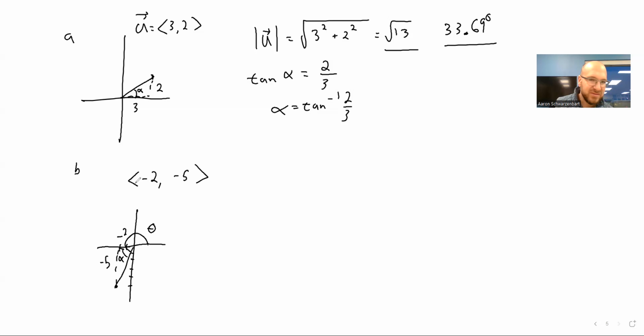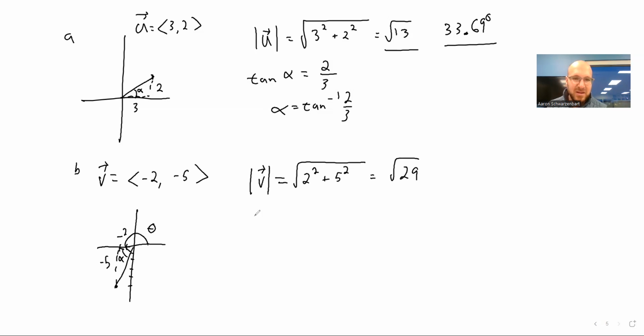So first, this is vector v. I'll start with my magnitude. Again, these absolute value signs mean magnitude. And that's square root of 29. Again, I'm intentionally doing alpha here. Jump to the inverse tangent. -5 is opposite over -2. So inverse tangent of 5 over 2 or 2.5.